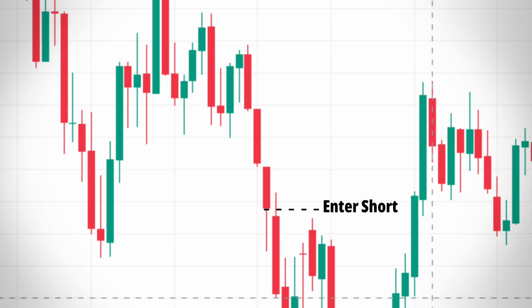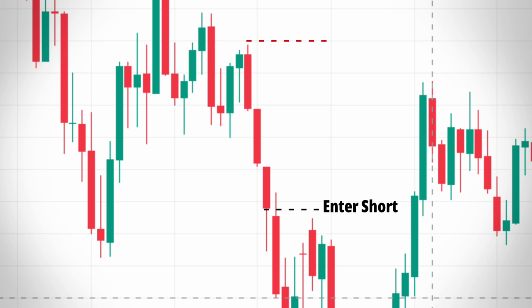Here's how to trade with the 3 black crows candlestick pattern. Enter a short position after the 3rd candle in the 3 black crow pattern closes. This confirms that the reversal is in motion. However, traders who are more cautious may also wait for minor retracement or resistance level to strengthen their entry position.